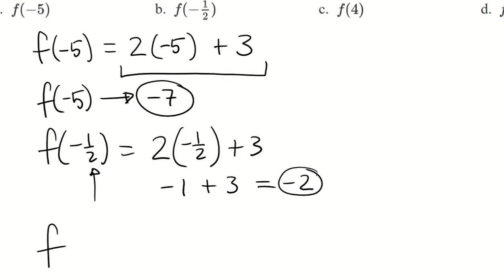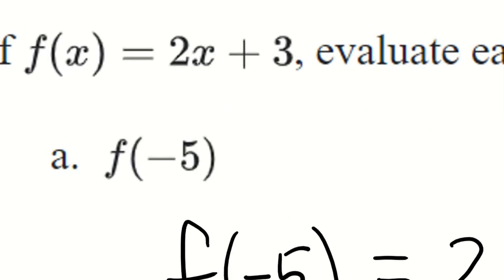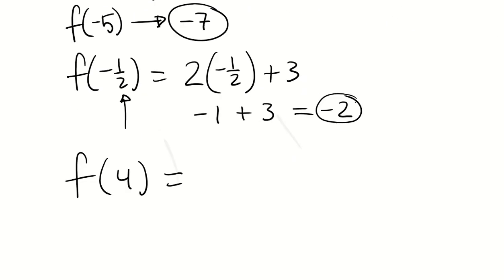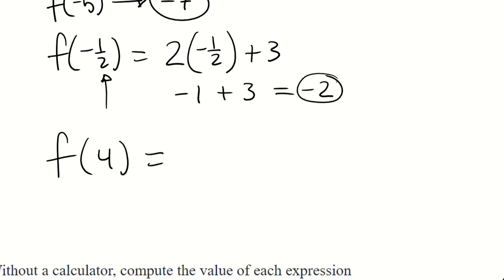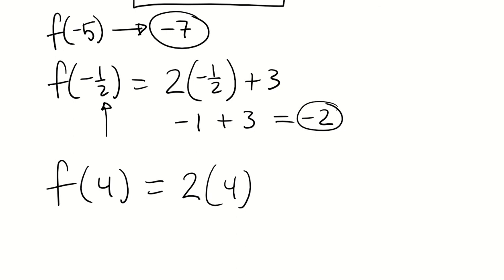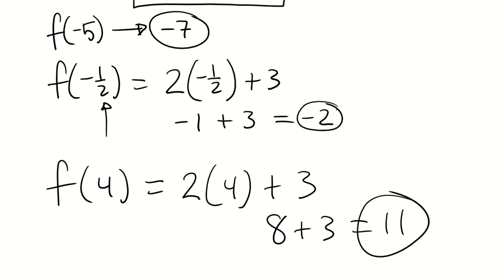Next, let's look at what I get if I put 4 into this function. Again, what does this function say? It says double your input and add 3. So let's do that. If 4 goes in, I double that input. That's going to become 2 times 4. And then don't forget the plus 3. So this becomes 8 plus 3, 8, 9, 10, 11, which is 11. So when 4 goes in, 11 comes out of that function.